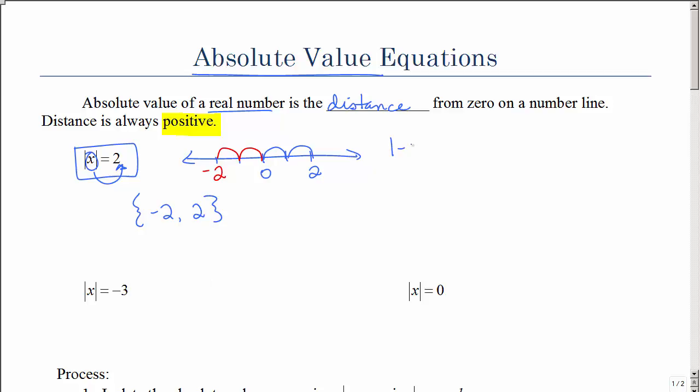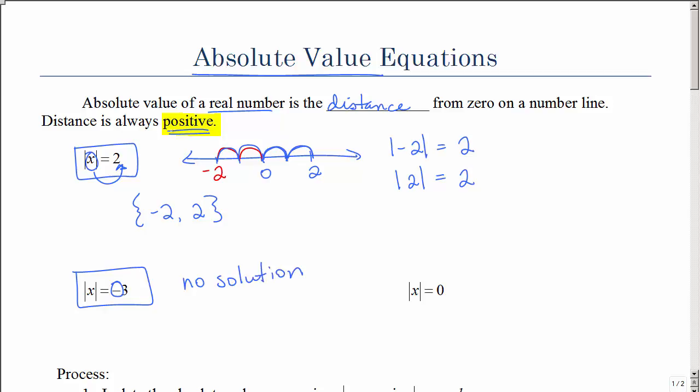Let's just say that again. The absolute value of negative 2 is positive 2 because it's 2 units from 0 on the number line. And the absolute value of positive 2 is 2 because it is also 2 units from 0 on a number line. So that distance is always positive. So here you're asked to find a number that has a negative distance. Is that possible? No. That has no solution. Again, because the distance is positive, that's not possible.